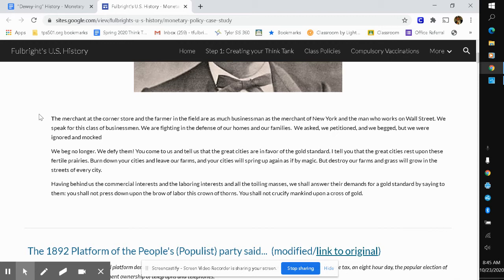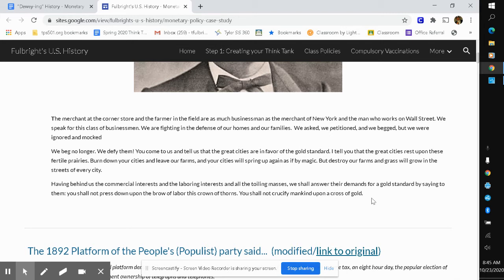You come to us and tell us that the great cities are in favor of the gold standard. I tell you that the great cities rest upon these fertile prairies. Burn down your cities, leave our farms, and your cities will spring up again as if by magic. But destroy our farms and grass will grow in the streets of every city. Having behind us the commercial interest and the laboring interest and all the toiling masses, we shall answer their demands for a gold standard by saying to them, you shall not press down upon the brow of labor this crown of thorns. You shall not crucify mankind upon a cross of gold.